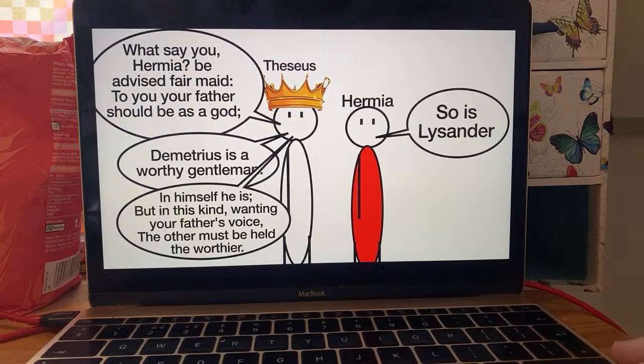And then Theseus just kind of quite calmly says, well, in himself he is, but in this kind, wanting your father's voice, the other must be held the worthier. So wanting means, if you're wanting something, it means you're lacking something. So he's saying, yeah, Lysander is a worthy gentleman, but he wants your father's voice. He doesn't have your dad's support. So surely in this case, Demetrius has got to be the worthier person.